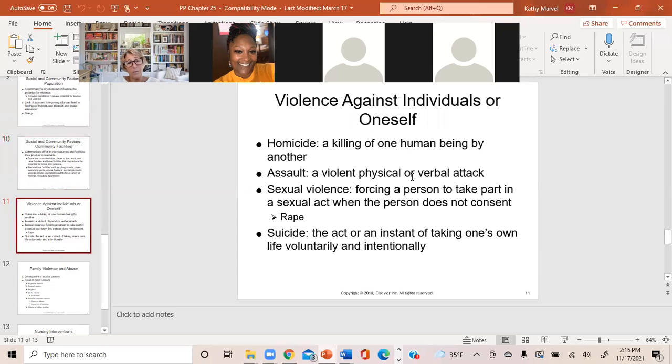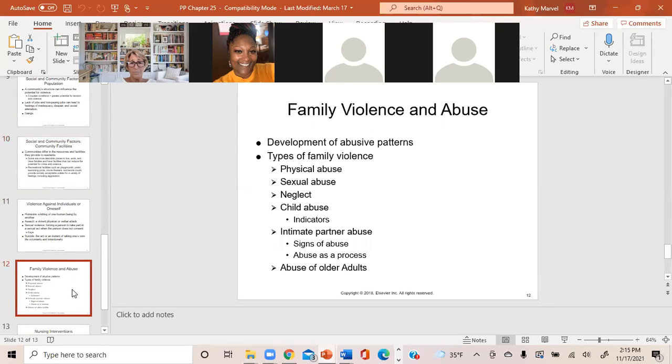All right. And then we also have violence against oneself, individuals or oneself. Right. Is it a homicide? Is it a suicide? Is it assault? Is it sexual violence? And then family violence. What is abusive? What do abusive patterns look like? What are types of family violence? Well, families: physical, sexual, neglect, child abuse. May have intimate partner abuse, abuse of older adults.